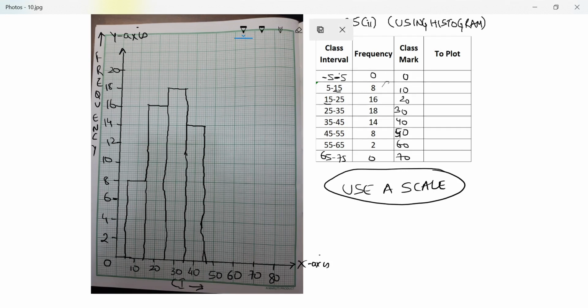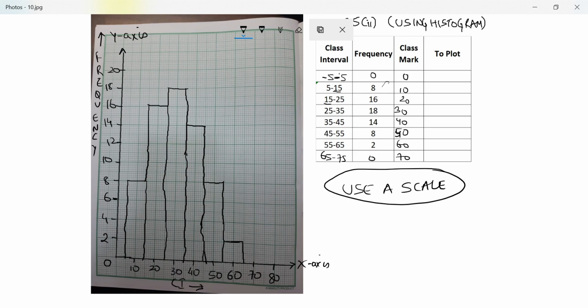I should be more careful. Next is 8. So this is 8, and I will join using a scale. Next is up to 2. 55 to 65 is only up to 2. Notice that all blocks or all histograms are of equal width, like the way we used to do it in our bar graphs. Though this can be different as well, but I will not get into that now.